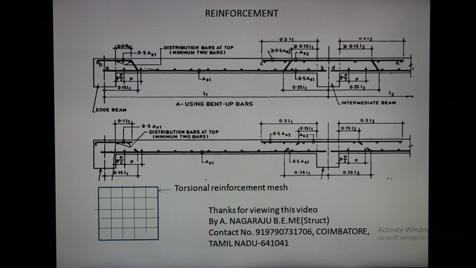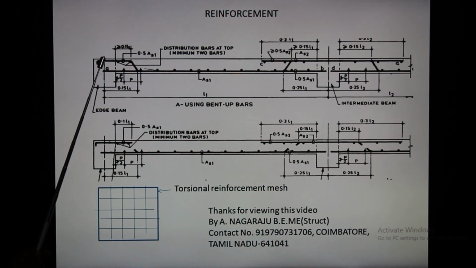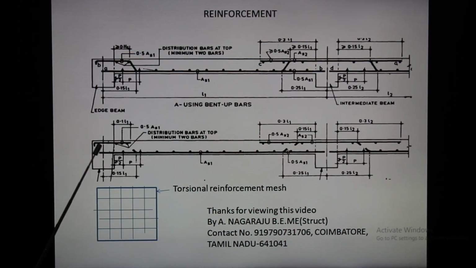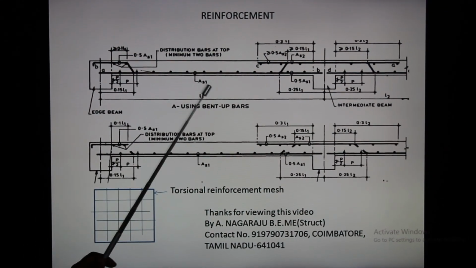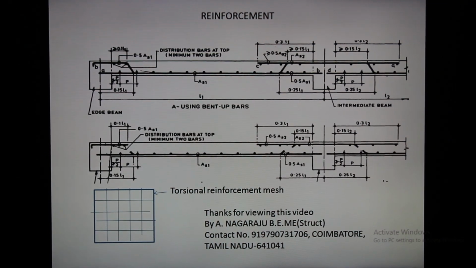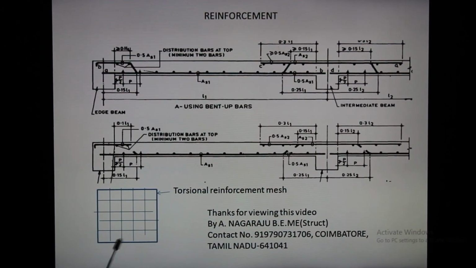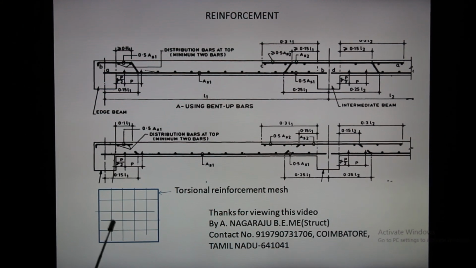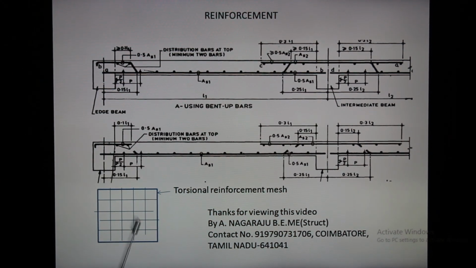This is the general arrangement of the continuous two-way slab. This is given in SP 34. Bent up rods or continuous rods, like this. This is the general arrangement of rods. This is the torsion reinforcement mesh. Okay, this is the arrangement of rods.